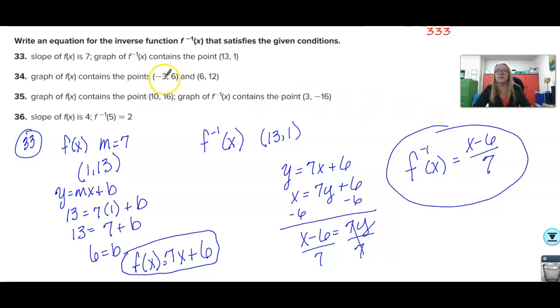For number 34, they're giving you 2 points. So what can you do with 2 points? You can find slope. Once you have slope and 1 point, you can do the y equals mx plus b thing and find the y-intercept. From there, you can then write the equation in slope-intercept form and then find the inverse of it. But I'm going to have to save these to do in class or maybe a new video. I'll just do them in class. And we'll have a lot of fun with these.